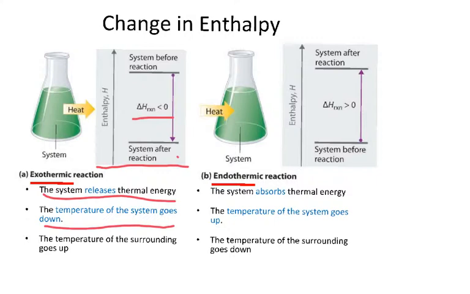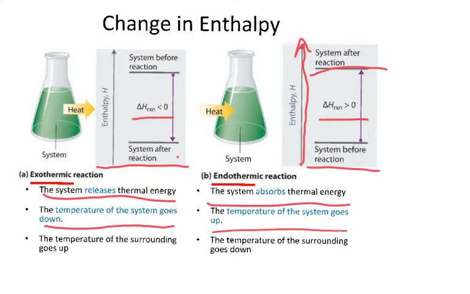And let's look at the opposite case. So we have, again, enthalpy increasing. You have the system before a reaction, the system after the reaction. The system after the reaction has a higher enthalpy than the system before. This makes the change in enthalpy larger than zero, so heat is absorbed by the system. So the system absorbs thermal energy. This means that the temperature of the system increases and the temperature of the surroundings decreases.